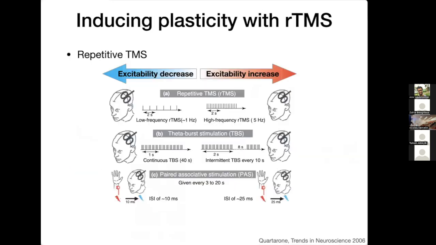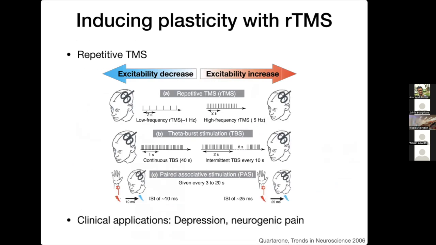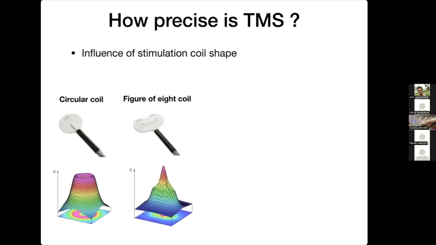And for this, you have to use it in a repeated manner, right? So for, let's say, half an hour, you send a stimulation pulse either at low frequency around 1 hertz or high frequency around 5 hertz. And depending on the frequency, it will either decrease or increase the excitability of the brain area. This has some clinical applications. So for example, in depression or neurogenic pain, it has some demonstrated effect.